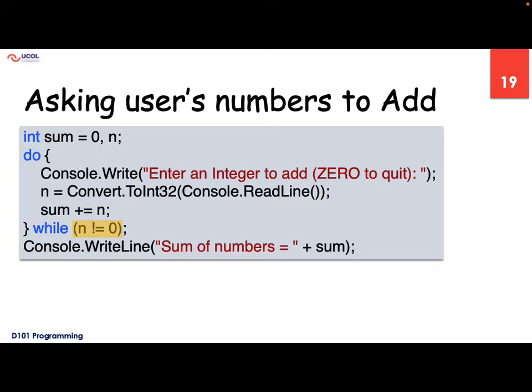So we say n is equal to Convert.ToInt, and then whatever value is given by the user, we put that value in the variable n. Sum plus equal to n, and then we check the condition: if n is not equal to 0. And at the end, of course, we print those things.